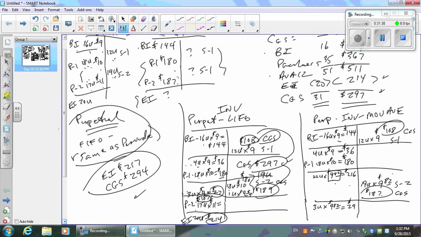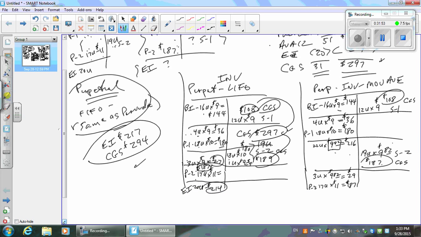Okay, good. Then what happens? You bought 17 units at $11. Is how much? 187. Okay. So how many units do I have now? 20. It's a miracle, right? 17 plus 3 is 20. Of course it's 20, because that's our ending inventory.